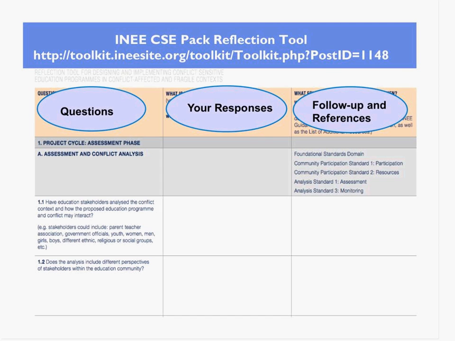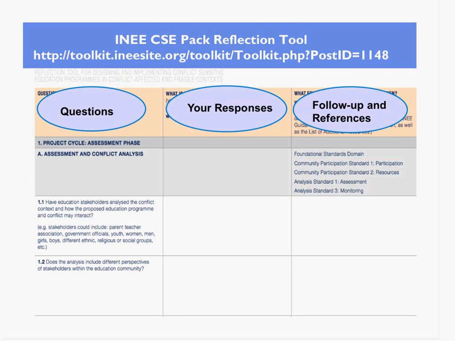The INEE Conflict Sensitive Education Reflection Tool includes subheadings of the program cycle, which you can see there in gray, such as assessment and conflict analysis, with corresponding reflections. For example, the first set of questions, 1.1 through 1.3, help you determine whether your conflict analysis was good enough. And 1.6, 2.1, and 2.2 are broad checks on whether you have linked your conflict analysis to your program design. This here is, of course, only showing you a few of the questions. The tool is much longer.